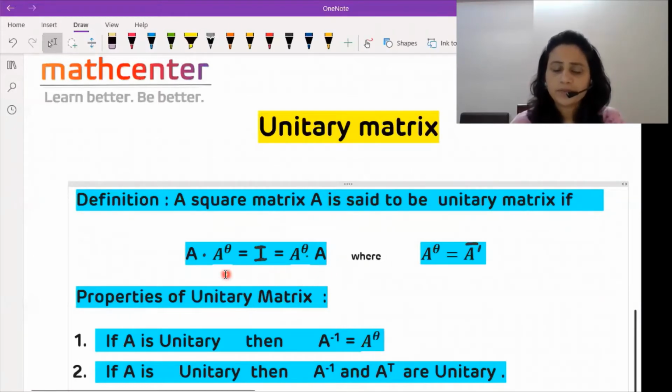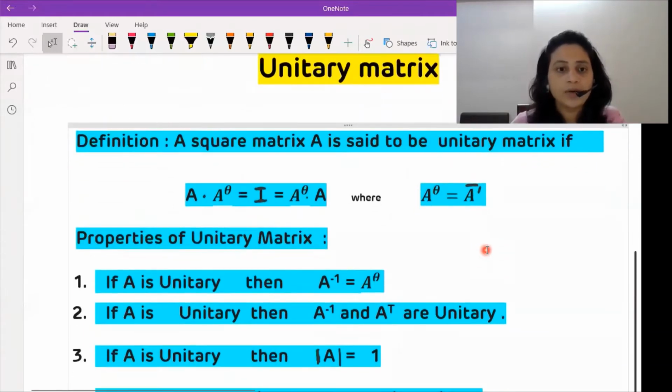Now, when we take the product, you can take A into A raised to theta or A raised to theta into A. In both cases, our answer should be the identity matrix. If the product of A into A raised to theta is the identity matrix, then the given matrix is unitary. So what is A raised to theta? Transpose of the complex conjugate. You can show A theta by A bar dash also, or A bar T also. Bar denotes complex conjugate, and dash denotes transpose.